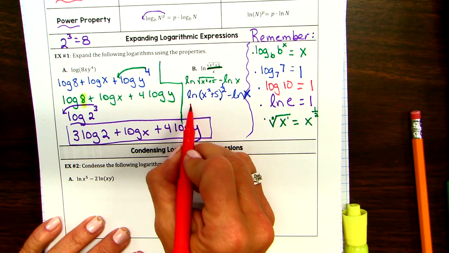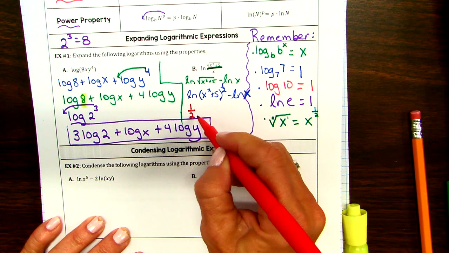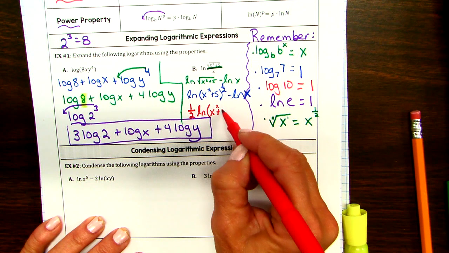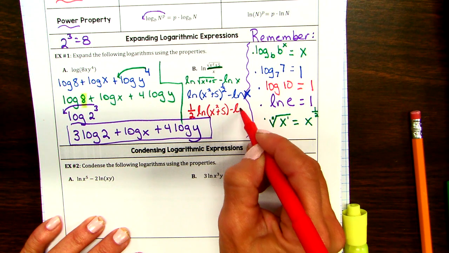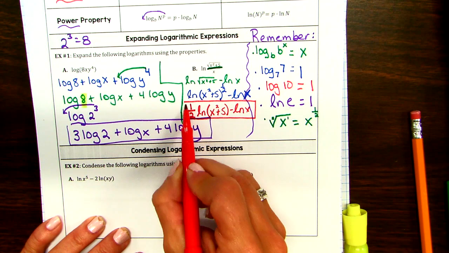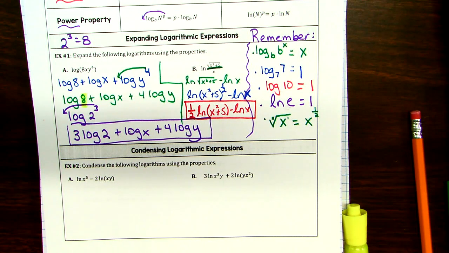The 1/2 will go stand in front. You still want those parentheses. Sorry about this squeezing in here. Okay.